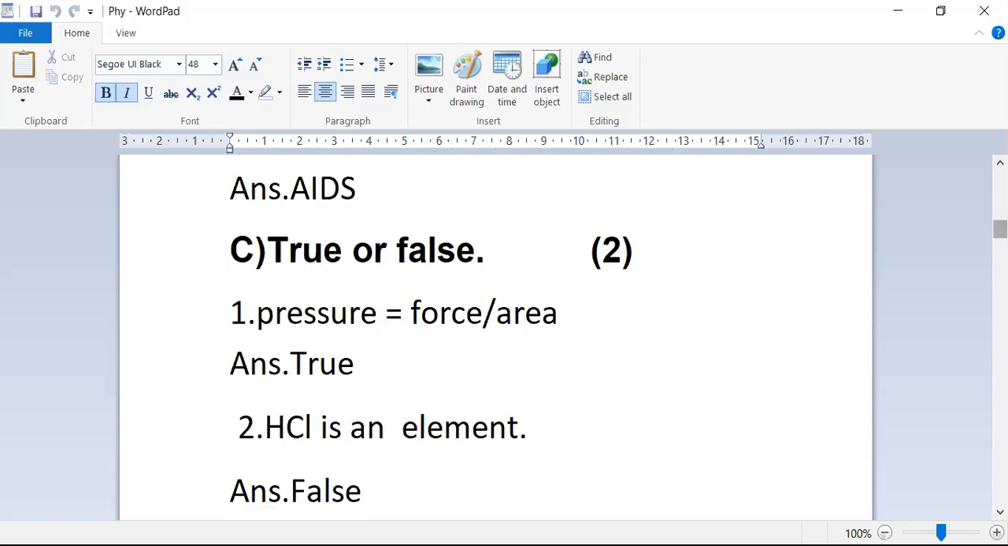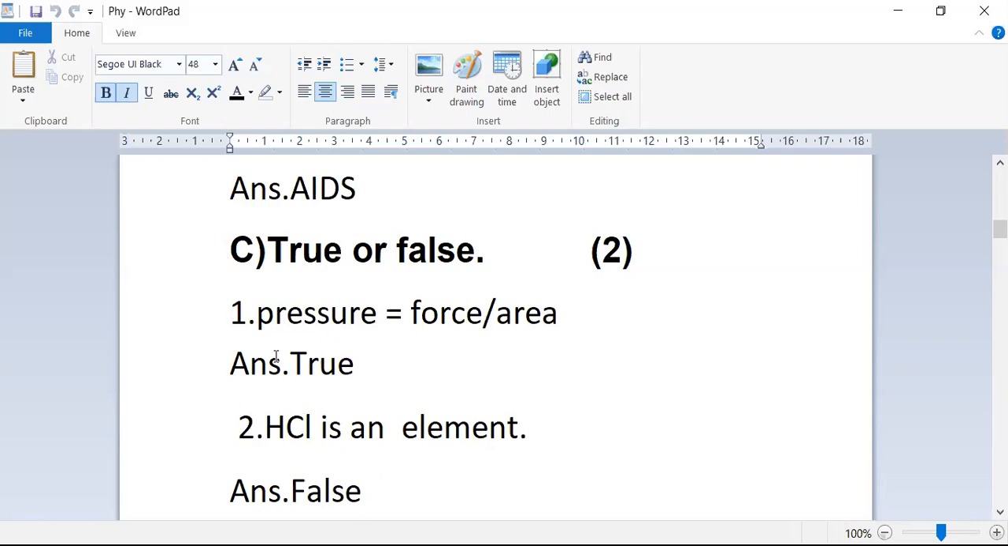Question number 1C is true or false. This question also carries 2 marks. It consists of 2 sub questions. Here, as we did above, you have to write down the main question number, the main question, the sub question number, the sub question, and then write down the answer whether the statement is true or false. For example, question number 1C, true or false. 1 is pressure is equal to force upon area. The answer is true. So write down true. Here also you don't have to clarify your answer. You just have to write down whether it is true or false.